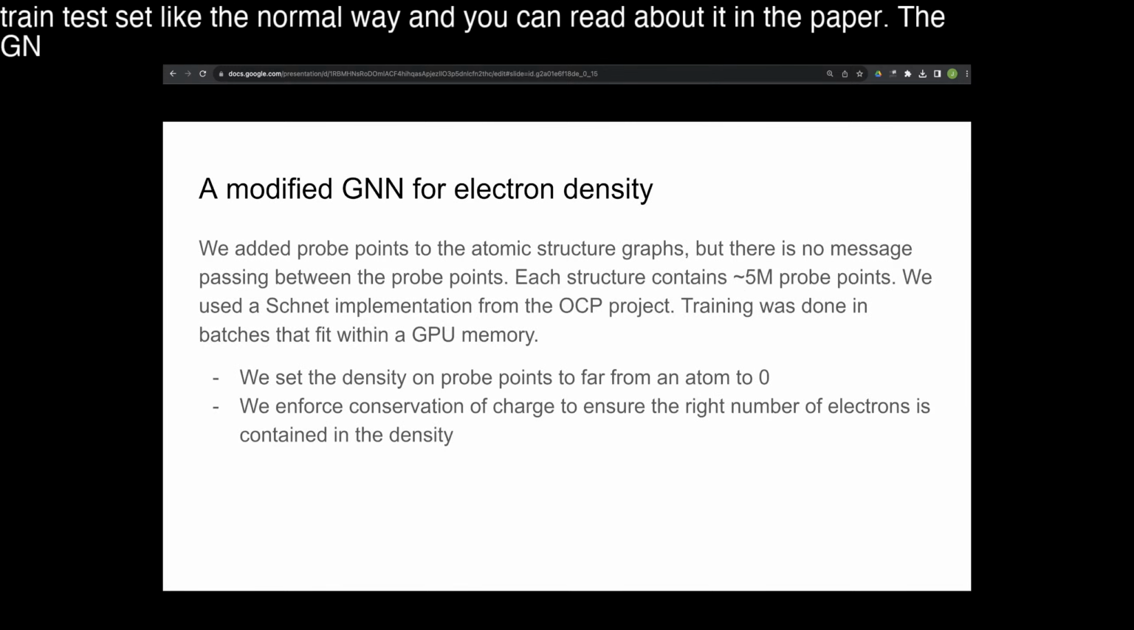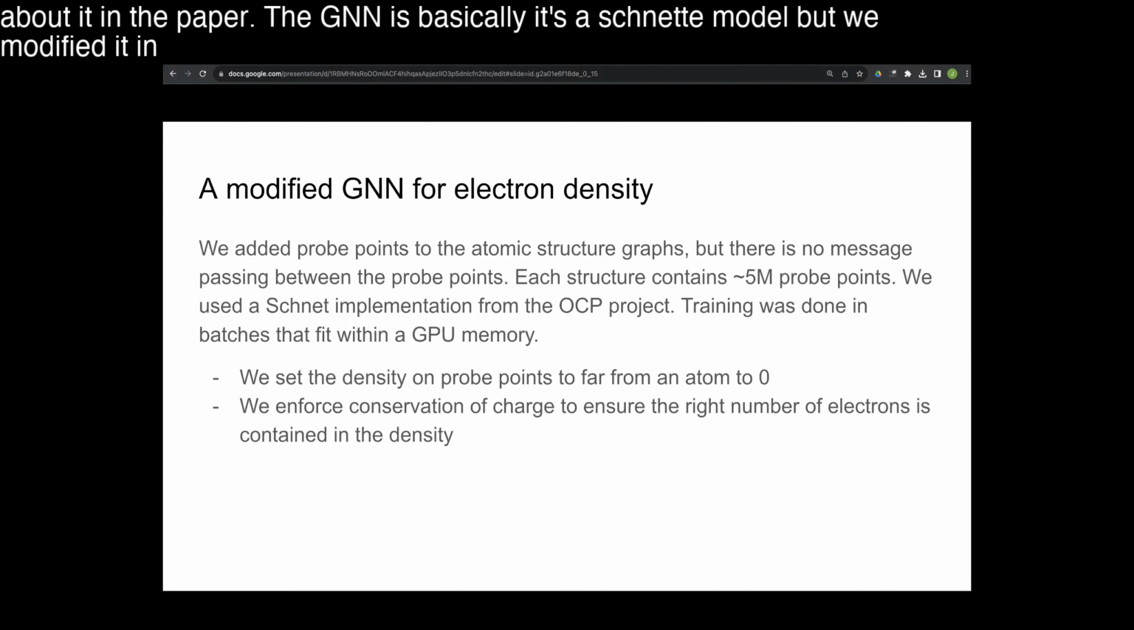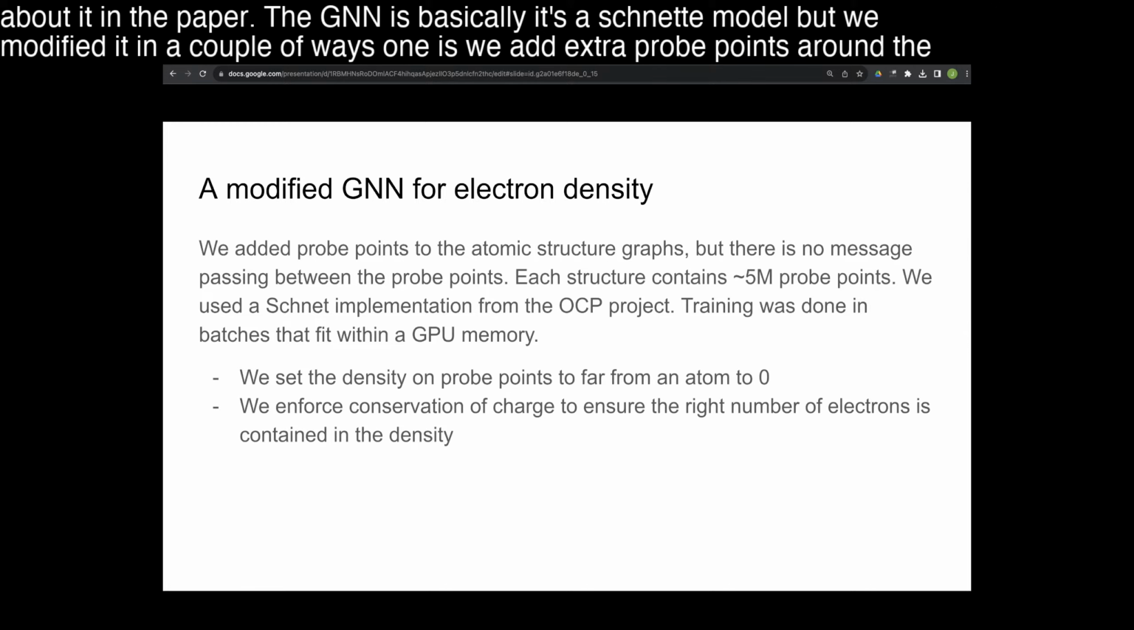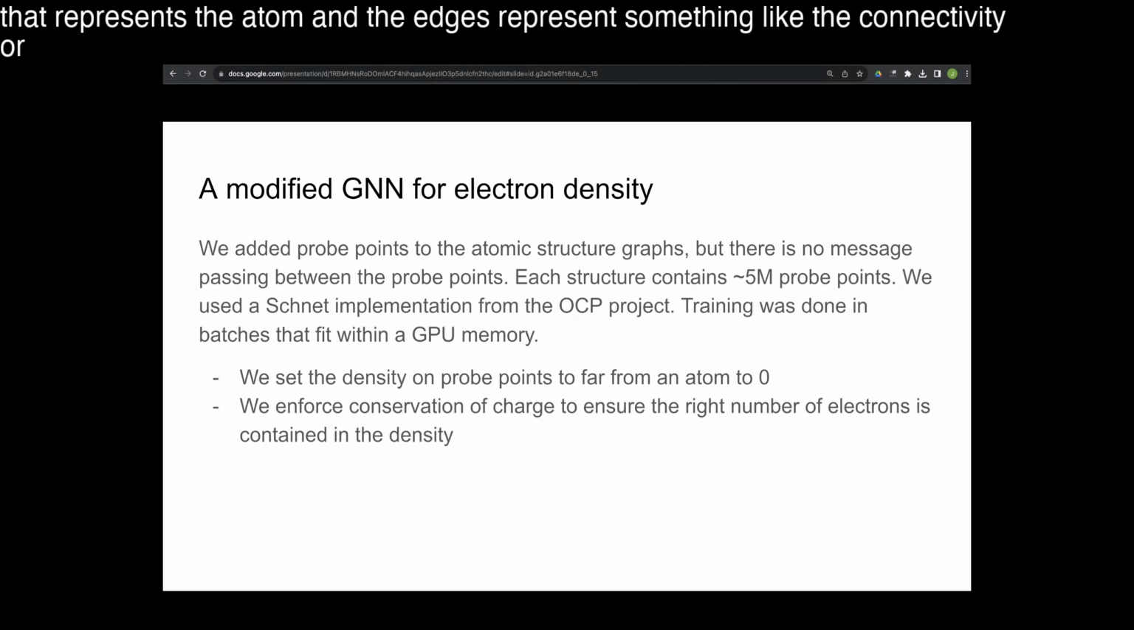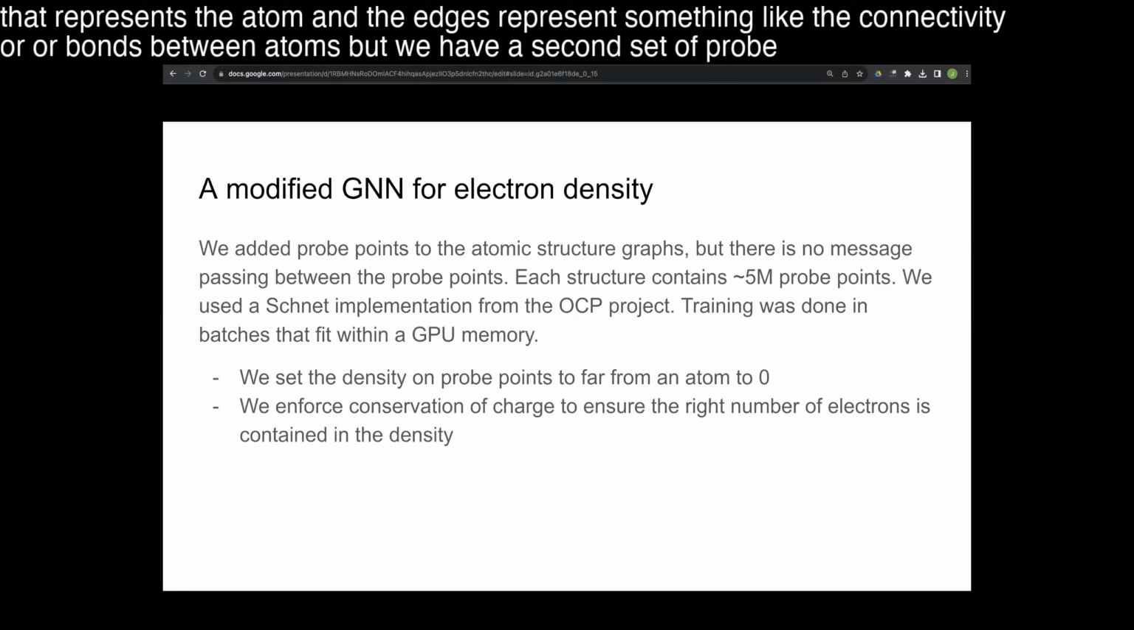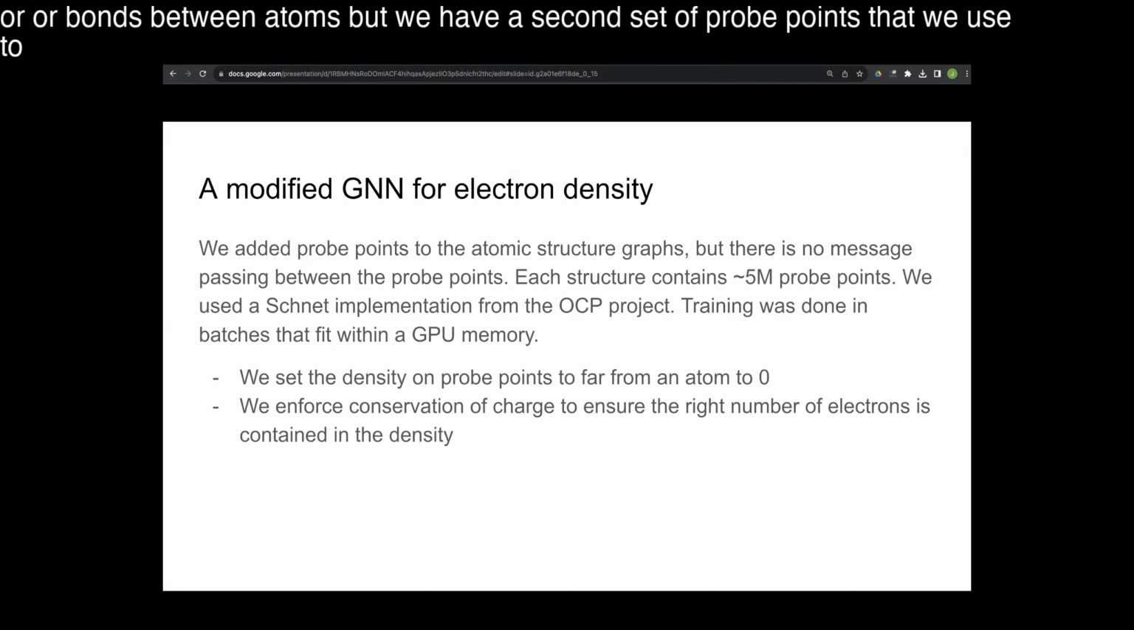The GNN is basically a SchNet model, but we modified it in a couple of ways. One is we add extra probe points around the atoms. So we have a regular graph that represents the atoms, and the edges represent something like the connectivity or bonds between atoms. But we have a second set of probe points that we use to estimate the density at.